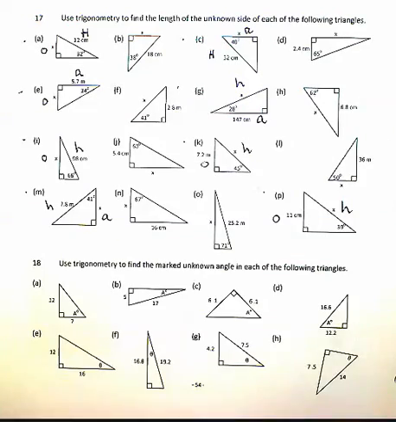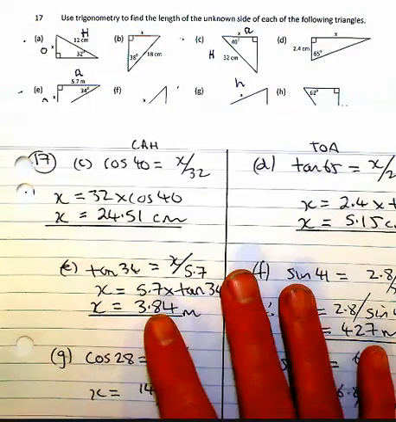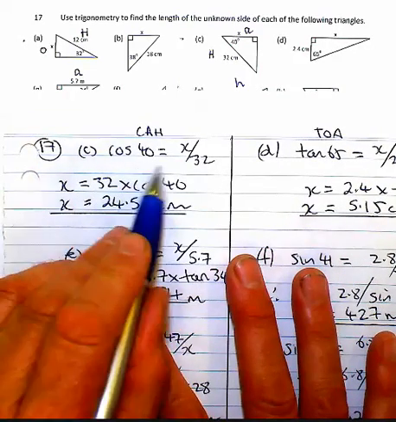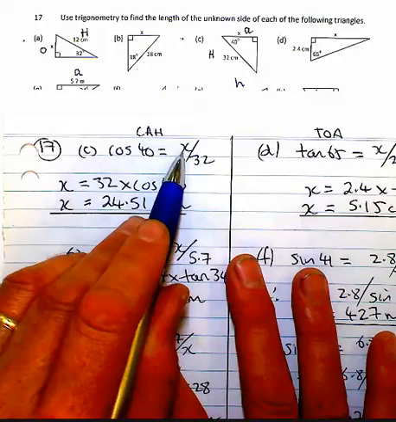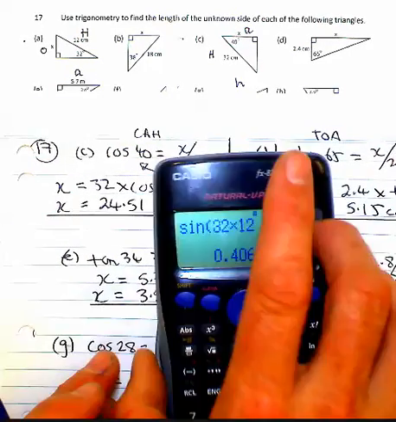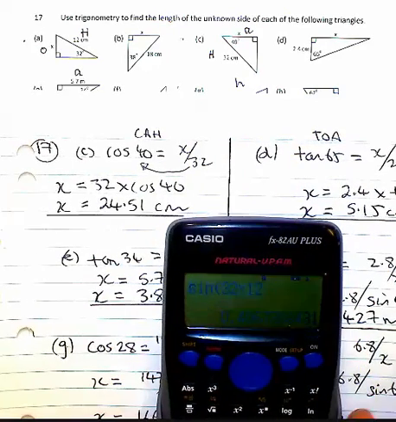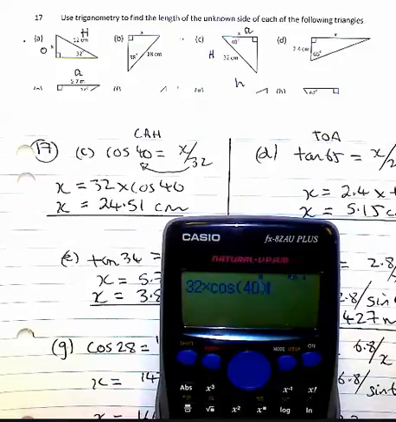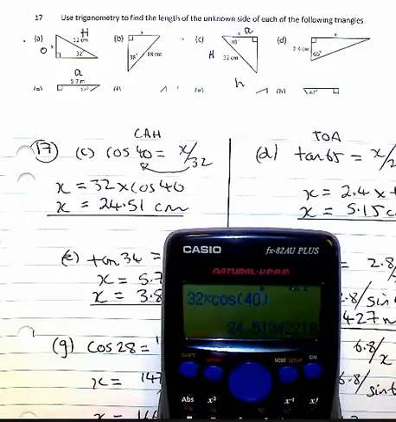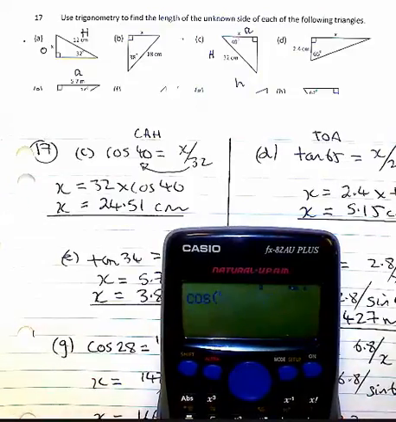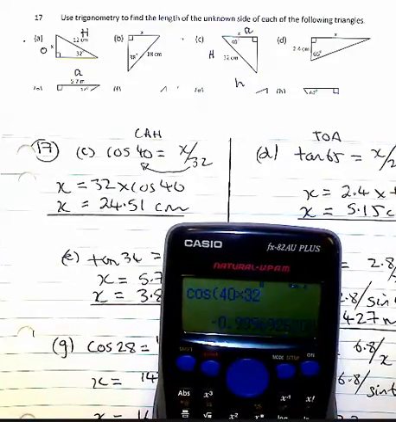Moving on to C. Once again, when you do this problem, it's cos theta or cos 40 is equal to x over 32. The x being on top, when you do the transposition, 32 times cos 40. Now on the calculator, I end up with 24.51 centimetres. Once again, do not do the following. Calculator does not like it. There's no way you can have a negative length there.